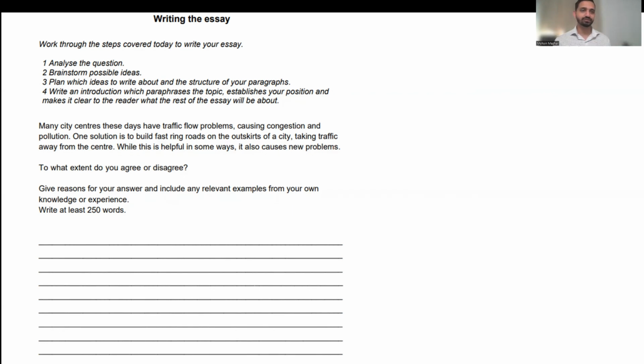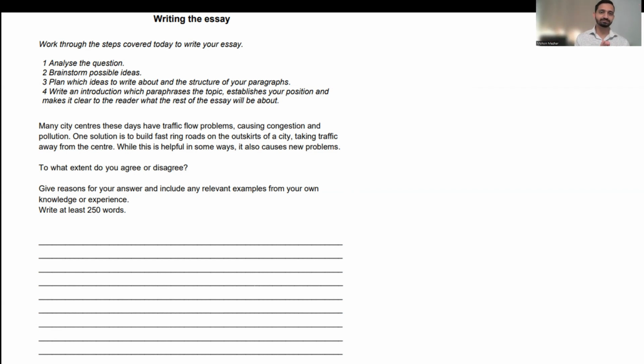But look at this response. So analyze the question, brainstorm possible ideas. First of all, it's very important: analyze the question, really understand what needs to be done, right? Brainstorm possible ideas, what are you going to write? And then plan which ideas to write about and structure your paragraphs. Paragraph 1, I'm going to write advantages, paragraph 2, disadvantages, what am I going to do? And then write an introduction which paraphrases the topic, establishes your position, and makes it clear to the reader what the rest of the essay will be about, right?